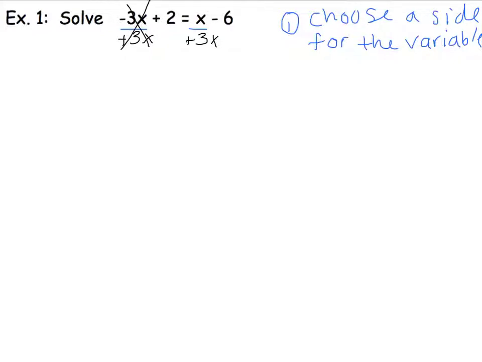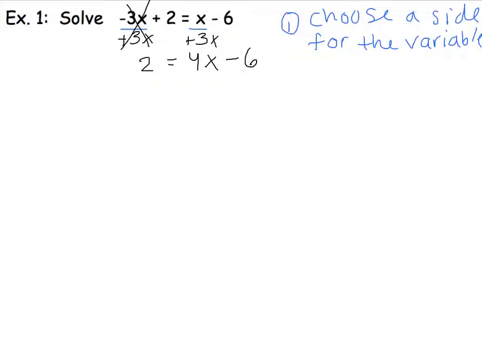So this will cancel out over here because minus 3x plus 3x will give you 0. So you get 2 on the left side equals 3x plus x gives you 4x minus 6. Now our problem looks a lot like our two-step equations that we've done previously. So remember, we go in reverse PEMDAS order whenever we're solving equations like these.